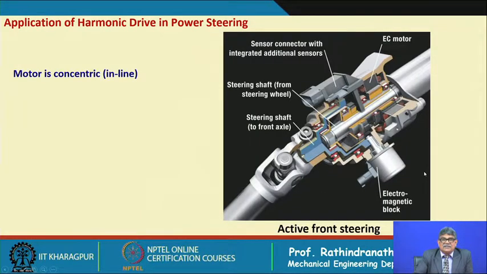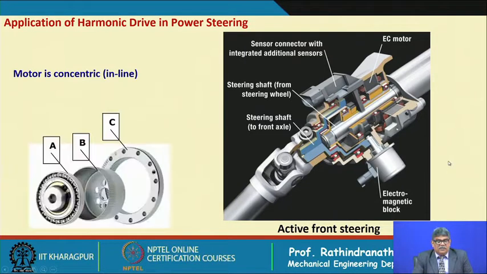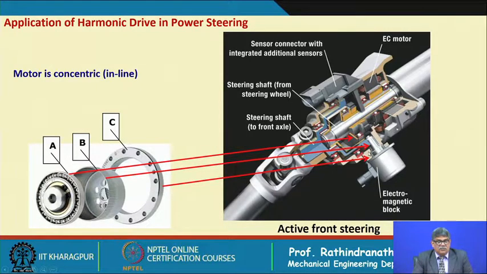Now, this is another example, in which this is the steering unit, and for that steering unit here is the harmonic drive, and we can see these are the components. This outer one is the ring gear, and there is the flex spline inside, and the innermost one is the cam, which is rotated by the steering.